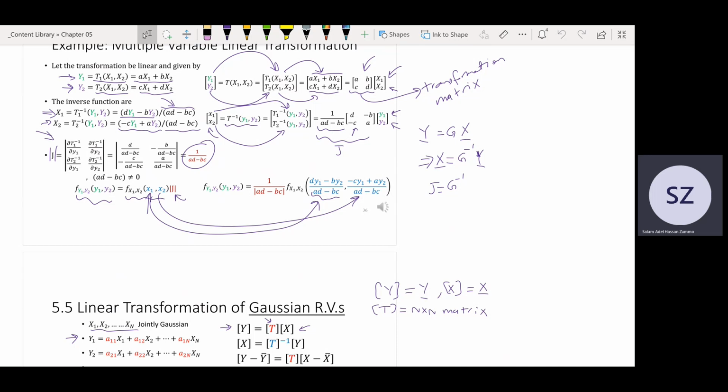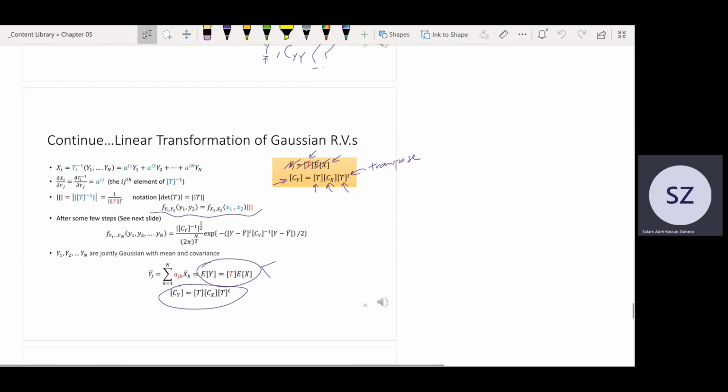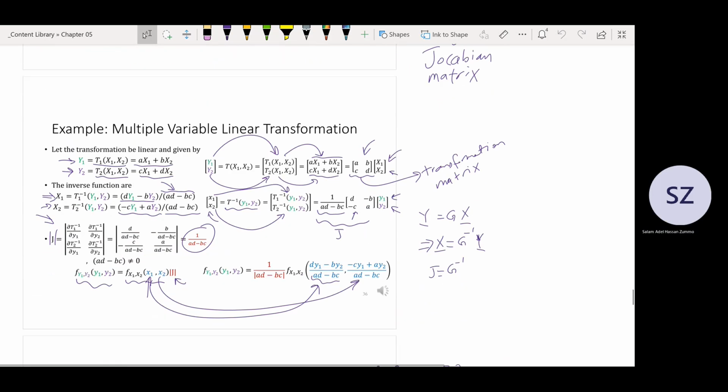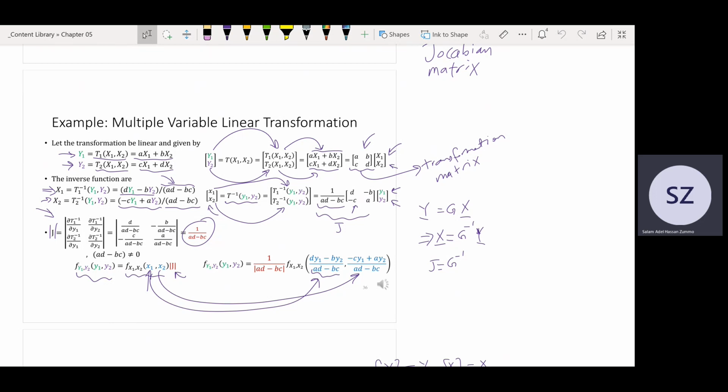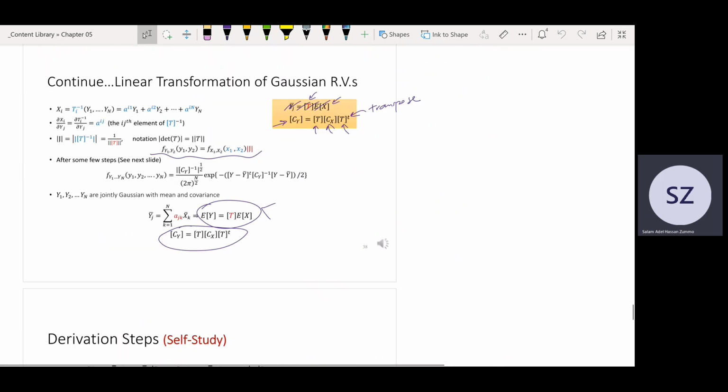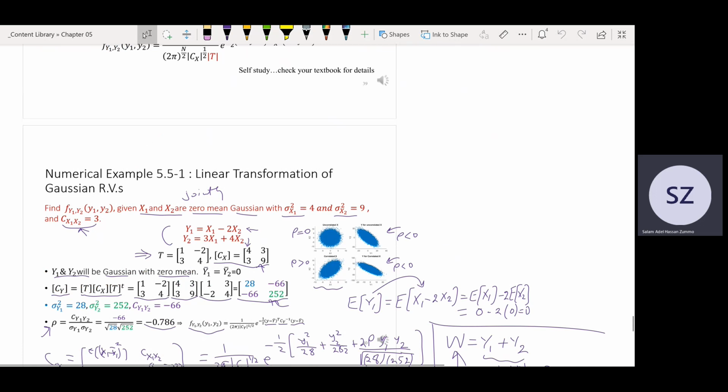Now, one scenario: sometimes we have two functions, sometimes we have only Y, which is a function of X1 and X2. We can use the same method by applying the Jacobian to simplify the problem. So this is one example that I would like to give you.